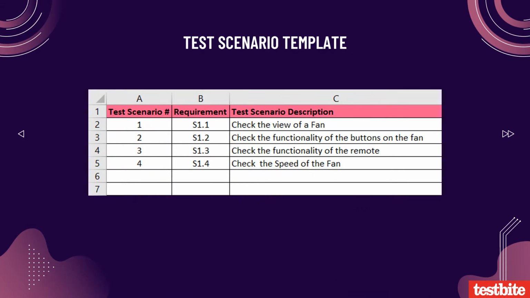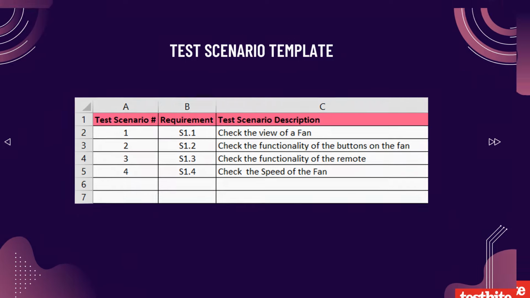This is a basic template for a test scenario. The first column will have the test scenario ID. The second column has the requirement ID from the requirement specification. This makes the life of a tester easier, as it enables them to easily navigate through the requirements section of the document. The third column has the test scenario description.